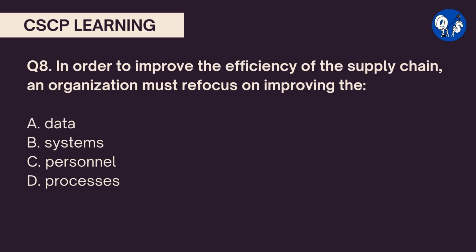Question number 8. In order to improve the efficiency of the supply chain, an organization must refocus on improving the A. Data, B. Systems, C. Personnel, D. Processes. The correct answer obviously is D. In order to improve the efficiency of the supply chain, an organization must focus on the processes. This takes the focus away from functional silos and directs them to the supply chain. To do this, the suppliers must be involved in the improvement as partners with both parties, company and suppliers sharing in the benefits.